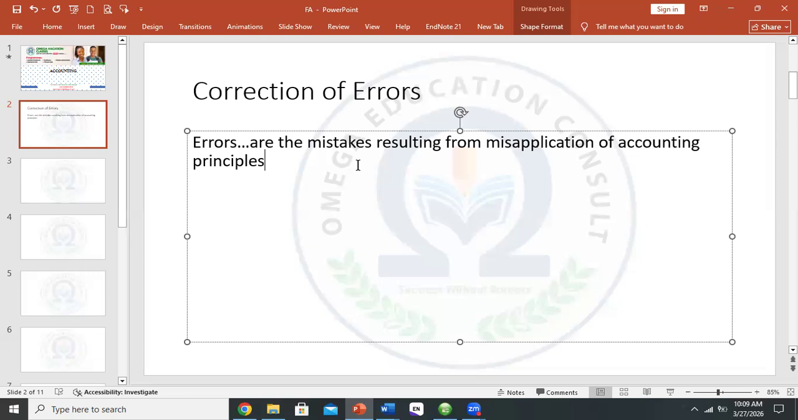So in defining errors, I always tell students that you need to qualify the mistake. So errors are non-fraudulent mistakes. You need to qualify the mistakes, because if it is a fraudulent mistake, trust me, the auditors will not let it go.